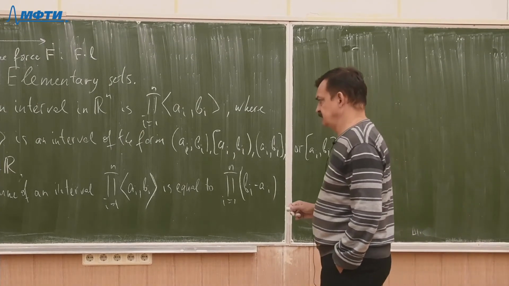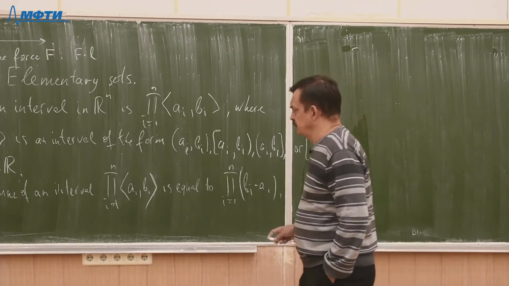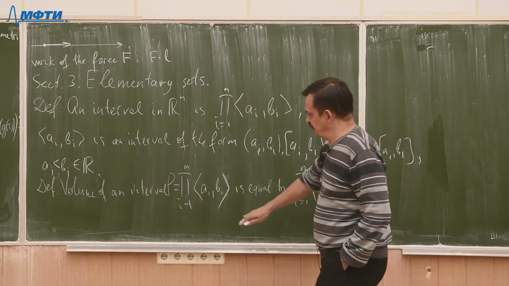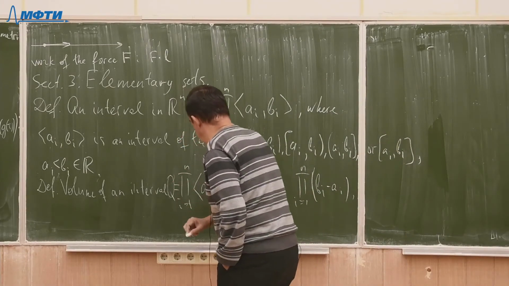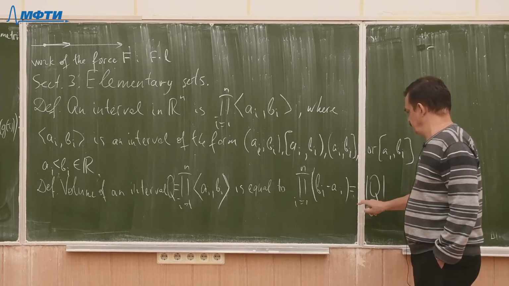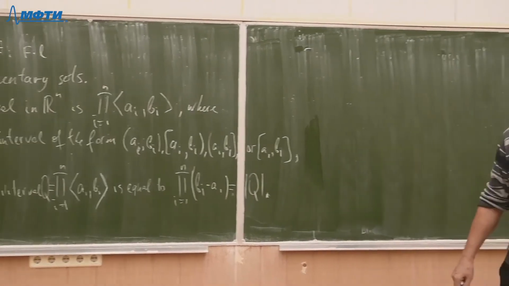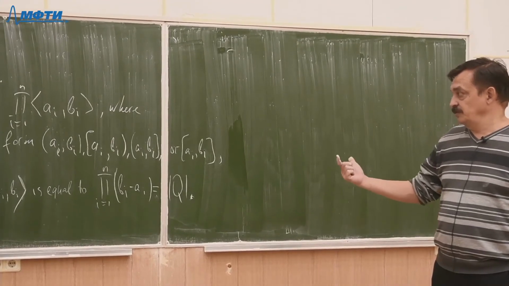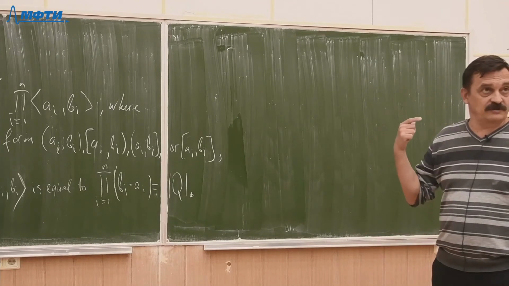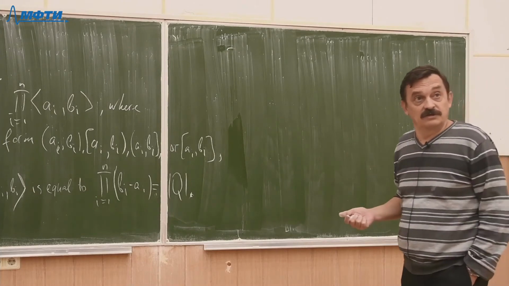Let me denote the interval, let's say capital P or capital Q, maybe it's better. Capital Q is equal to this, and the volume is denoted by that. So what is volume? For n equals 2, that is the usual area. For n equals 3, the usual volume. For large n, okay, you didn't consider it yet, right?